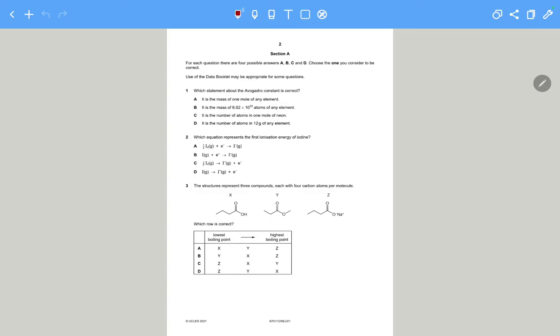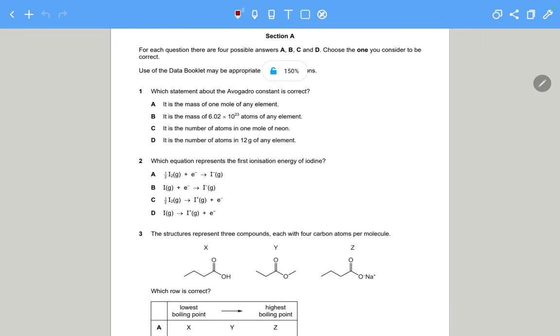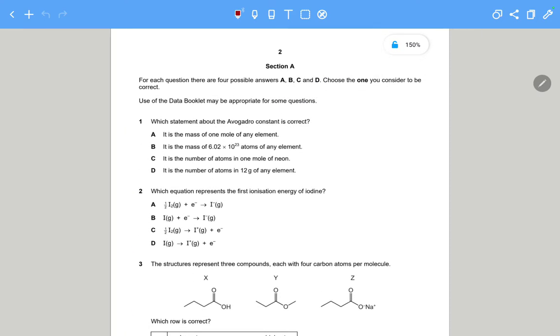Now, before we delve into any questions, I would remind you that always read the questions properly, because one mistake that I made when I was preparing for my AS levels was that I used to read the questions very fast and in a hurry, and I always ended up missing something important in the question, and that led to many silly mistakes.